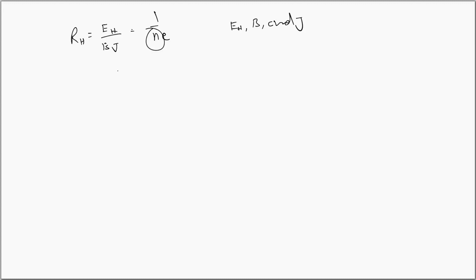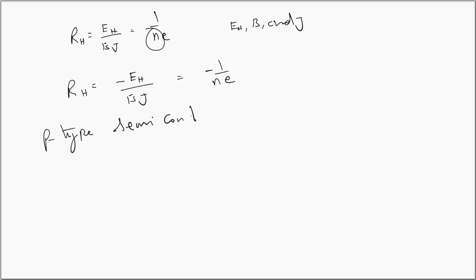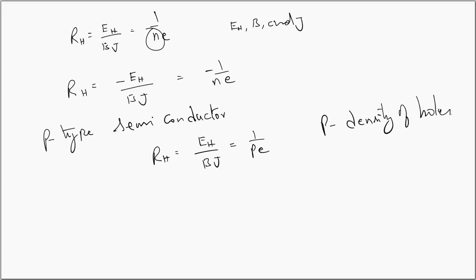Since the electric field is established in the opposite direction to that of the accumulation of the charges, we write RH in this case as minus EH upon Bj, or this is equal to minus 1 over Ne. And similarly for a p-type semiconductor, one can write RH is equal to EH upon Bj, which is equal to 1 over Pe, where Pe is the density of holes in the p-type semiconductor.